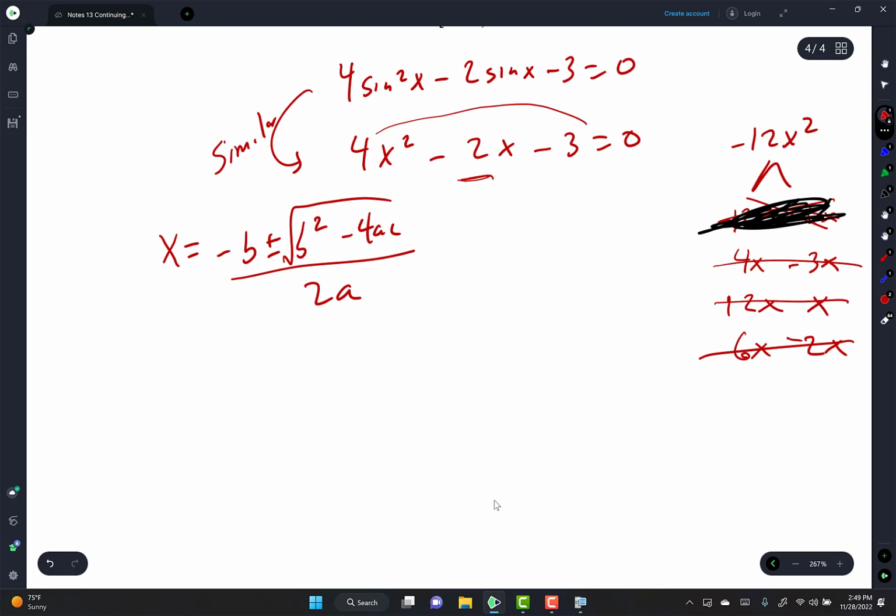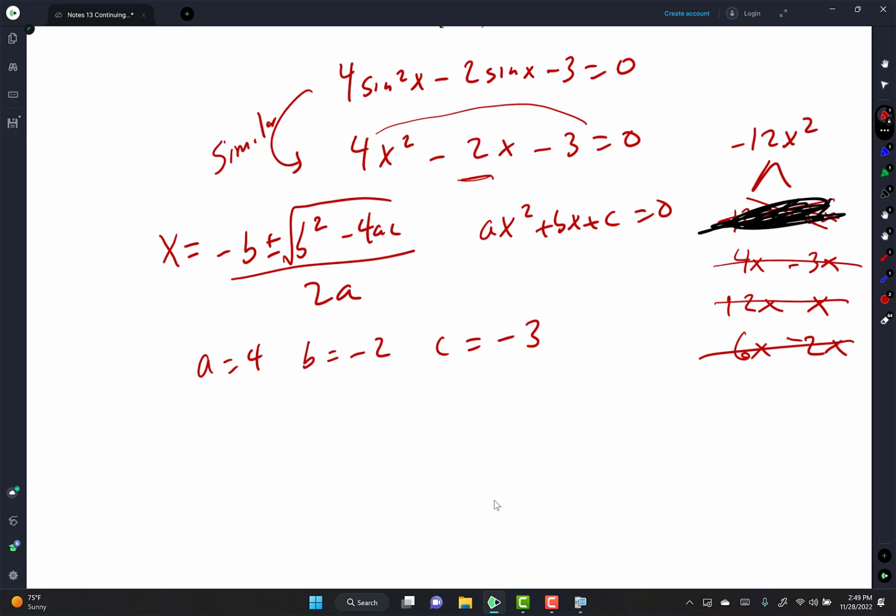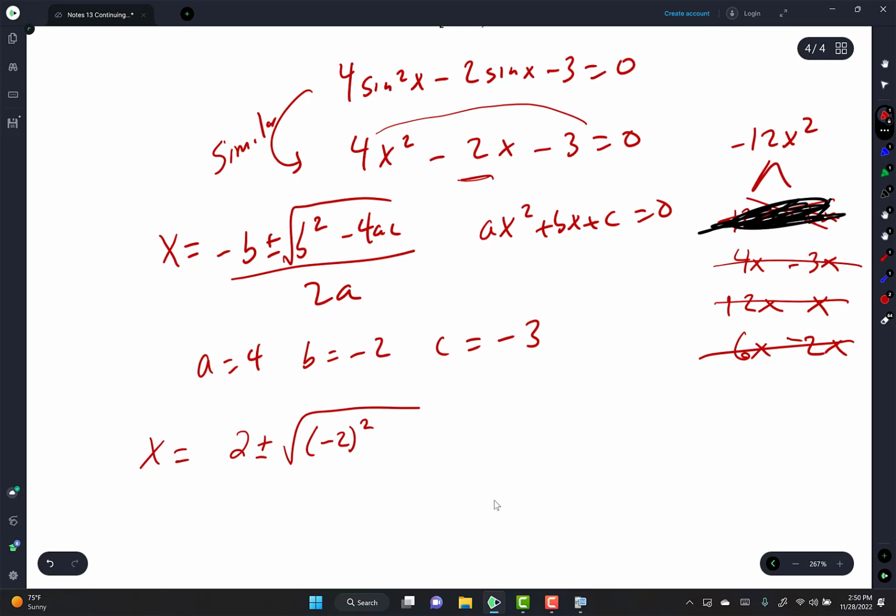All right, here we go. You can only use this if you have lists, right? So a is 4, b is negative 2, and c is negative 3. First period had a lot of confusion because they did not use parentheses. If you don't want to use parentheses, then use the alpha feature. X equals, opposite of negative 2 is 2, plus minus square root, negative 2 squared minus 4 times 4 times negative 3, all over 2 times 4.